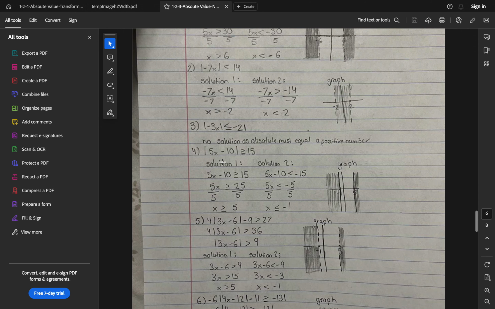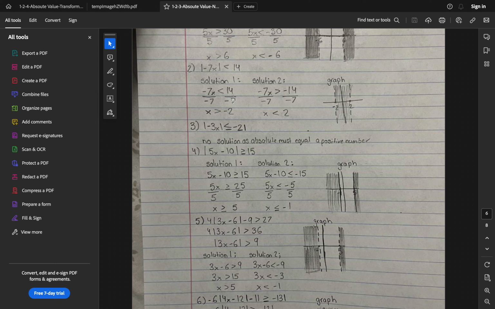Okay, question number 2. The absolute value of negative 7x has to be less than 14. We have two solutions again. For the first solution, we isolate for x, so negative 7x divided by negative 7 is less than 14 divided by negative 7. Since we're dividing by negative 7, the inequality sign changes, and we end up with x is greater than negative 2.